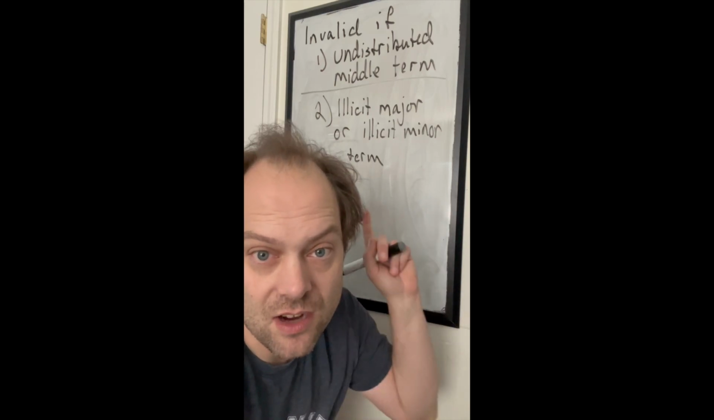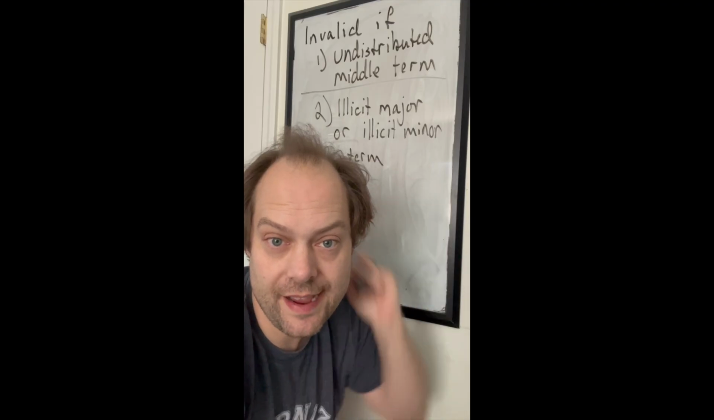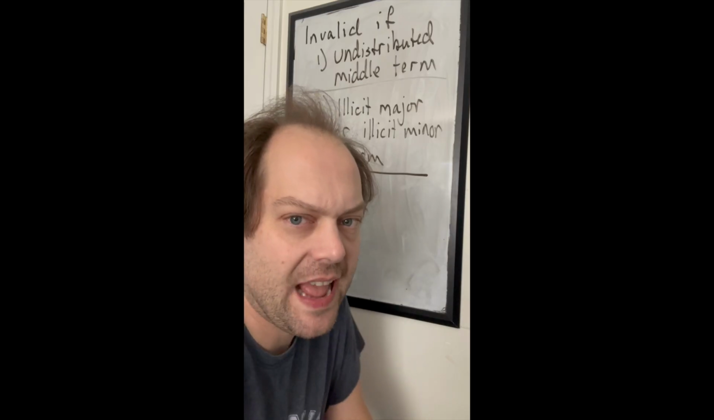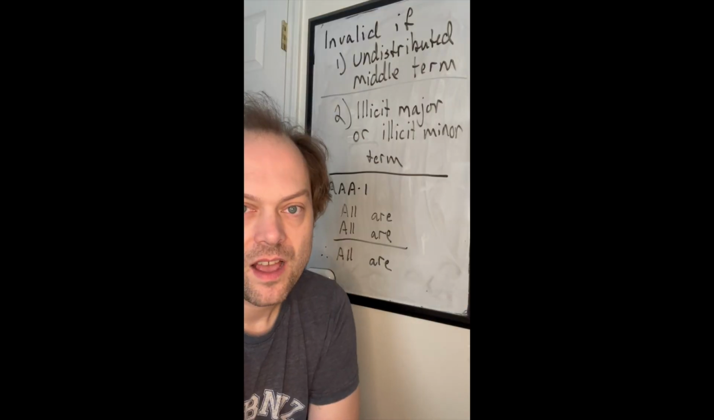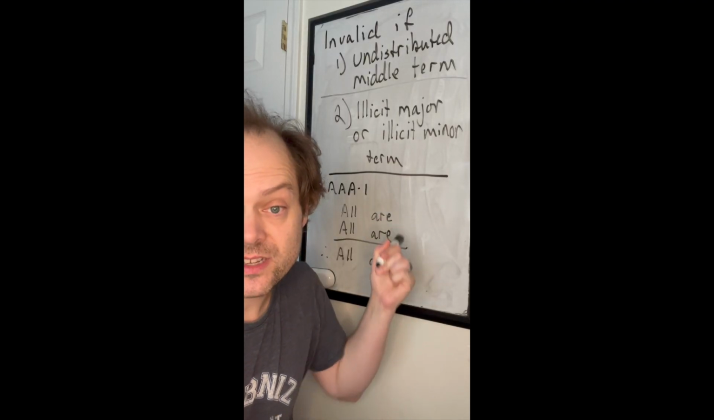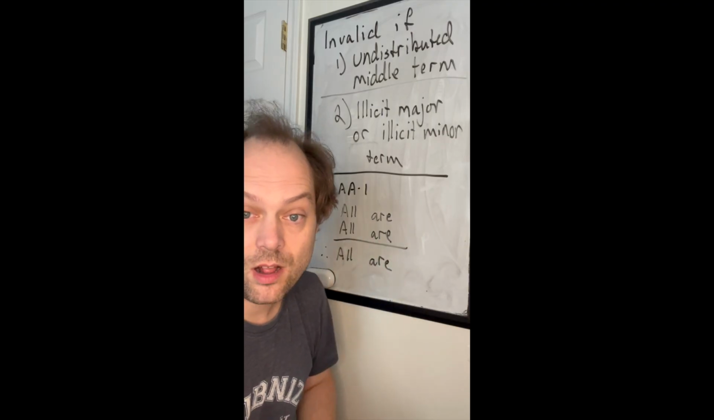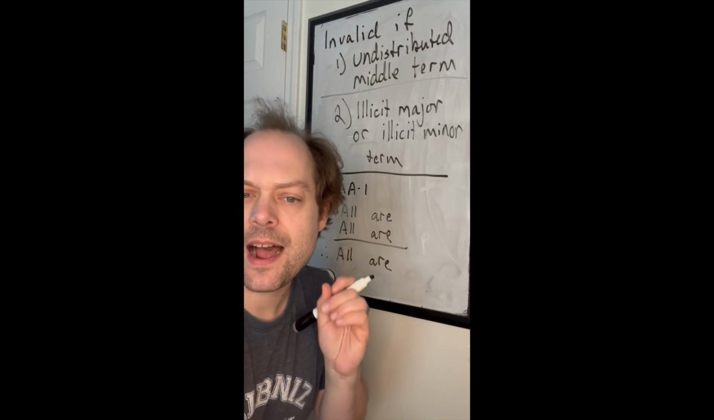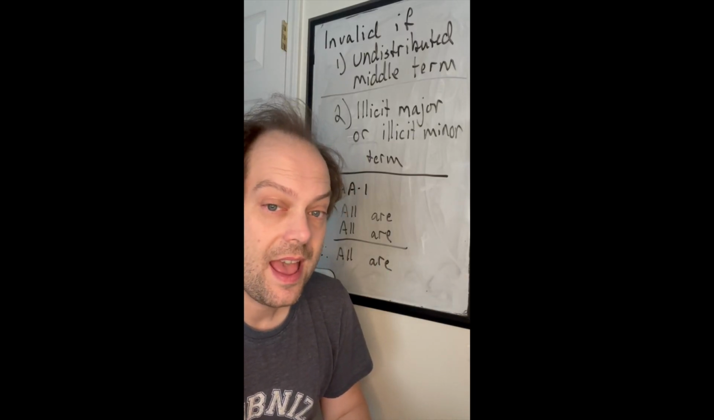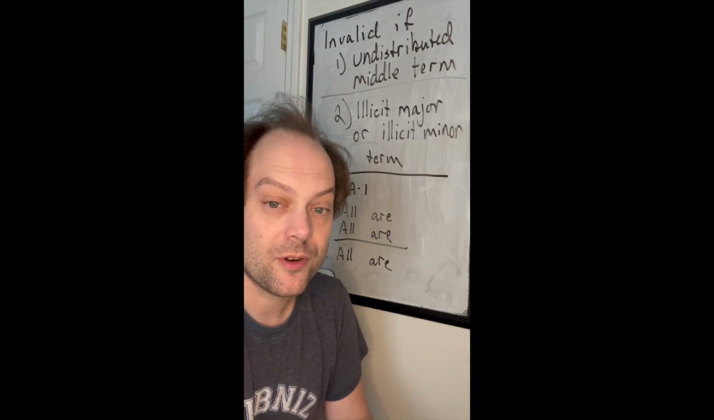Hey, by request, let's talk about the fallacies of distribution, undistributed middle, and the illicit major or illicit minor term. Let's look at Barbara, AAA1. AAA1 has three propositions, and all of them are universal, affirmative. The one indicates where the middle term goes, and then we also have S and P, our minor and major terms, to put in.